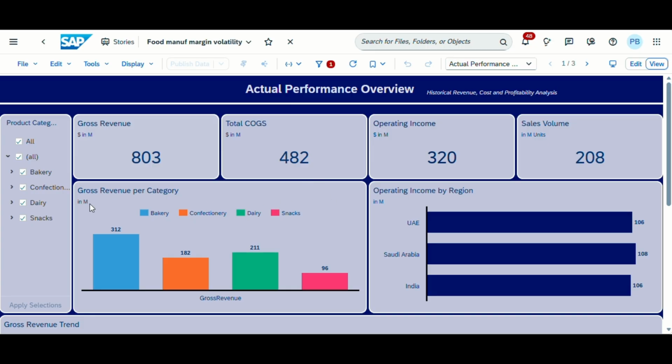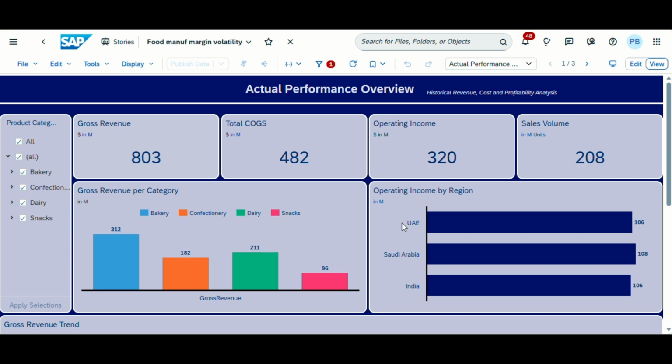Next, we have gross revenue per category. The gross revenue per category chart compares revenue across bakery, confectionery, dairy, and snacks. Here, bakery is the highest revenue contributor with approximately $312 million, followed by dairy at $211 million, confectionery at $182 million, and snacks contributing around $96 million. This helps business leaders quickly identify which product categories are driving overall revenue growth.